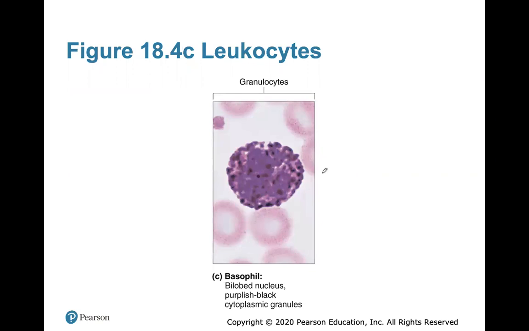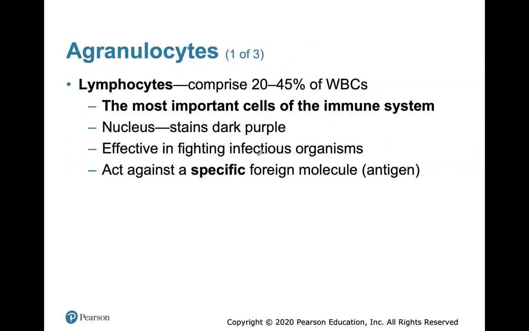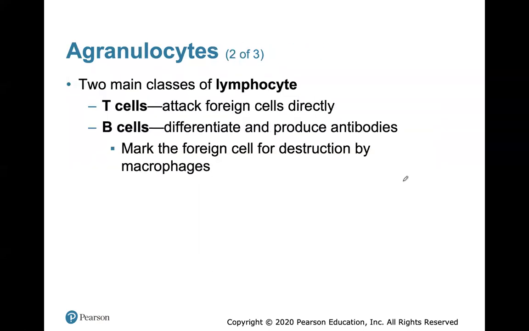So you notice the pictures before had these little dark staining pieces. Those are called granules. And now we'll get to the agranulocytes. The lymphocytes comprise about 20 to 45%. They act at a specific foreign molecule or an antigen. So here's a lymphocyte. And the big thing about lymphocytes is that they have T and B cells, which will produce antibodies. And this might be a test question. The lymphocytes are the specific type of leukocyte that creates antibodies. And antibodies are important for marking anything foreign for destruction.